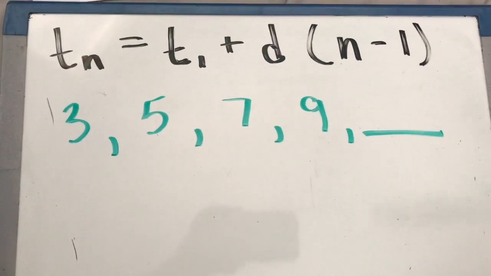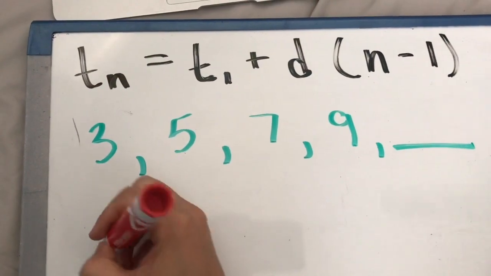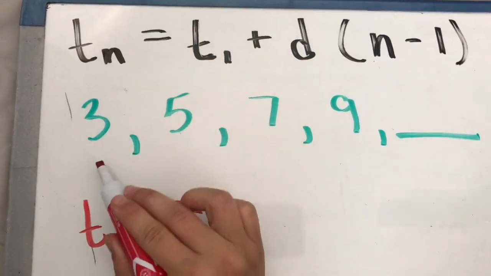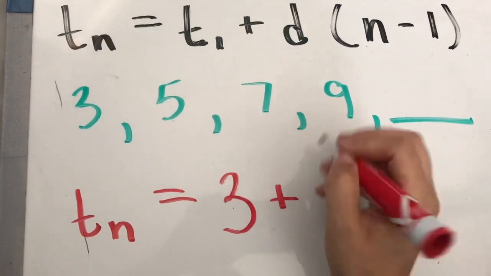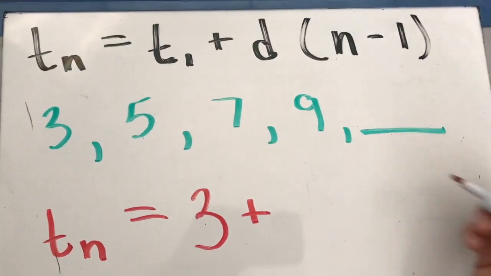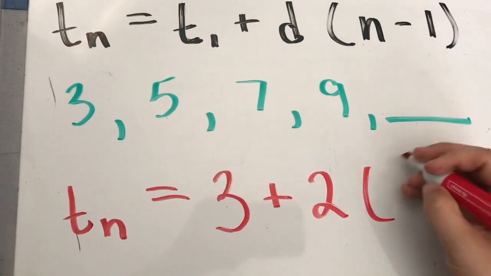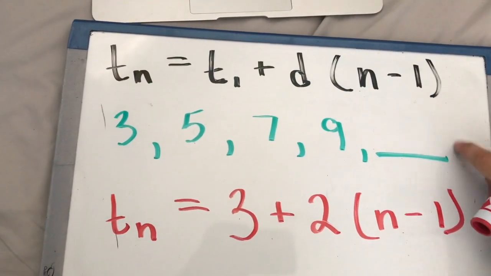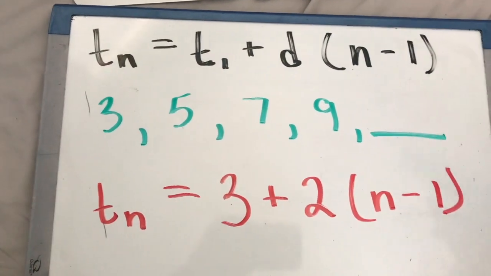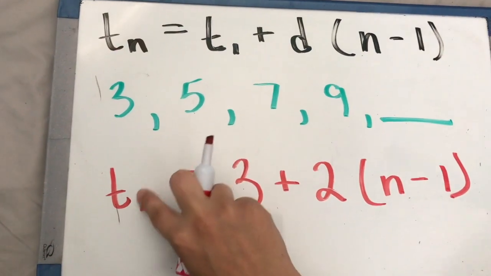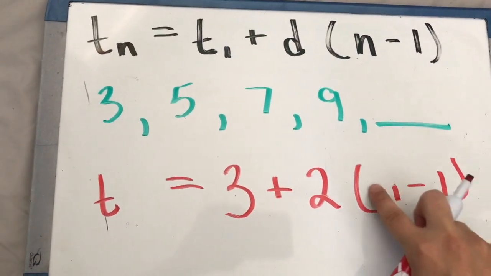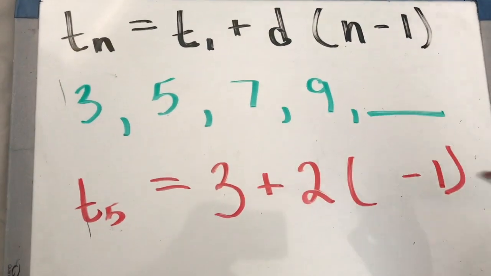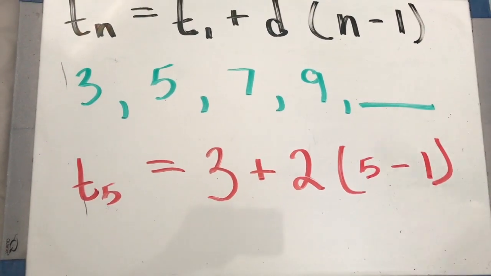So now let's write out what this formula looks like. We've got t of n equals the 1st term, which is 3, plus the common difference, which is plus 2, times n minus 1. Now, we want to find out what is the 5th term. So I'm just going to go back and erase all the n's so that I can plug in 5 for n, because I want to find the 5th term. So plug in 5 here, plug in 5 here. Now you just solve it.